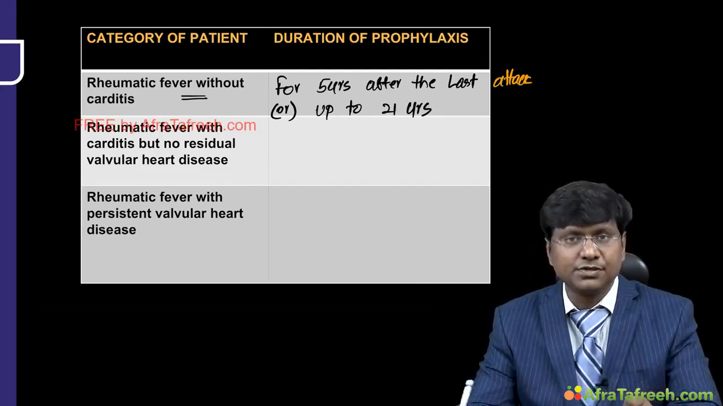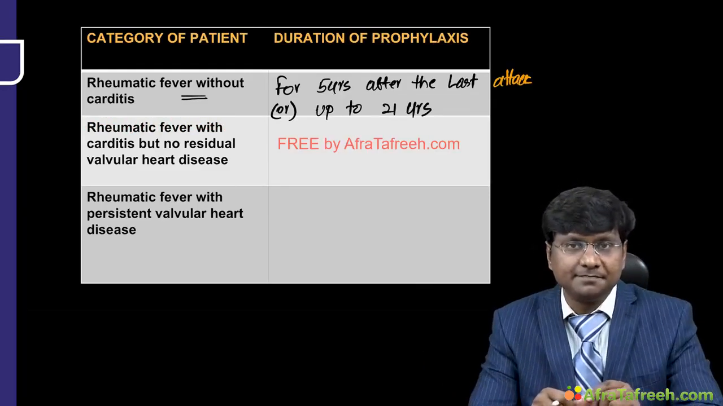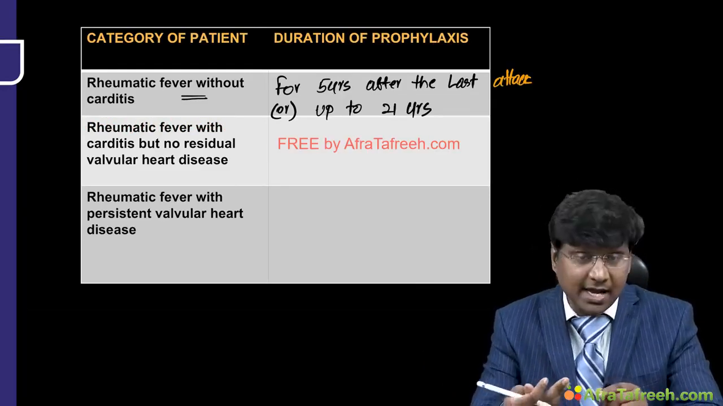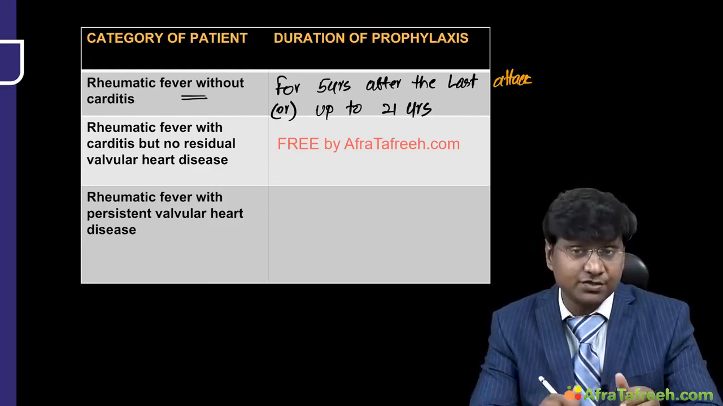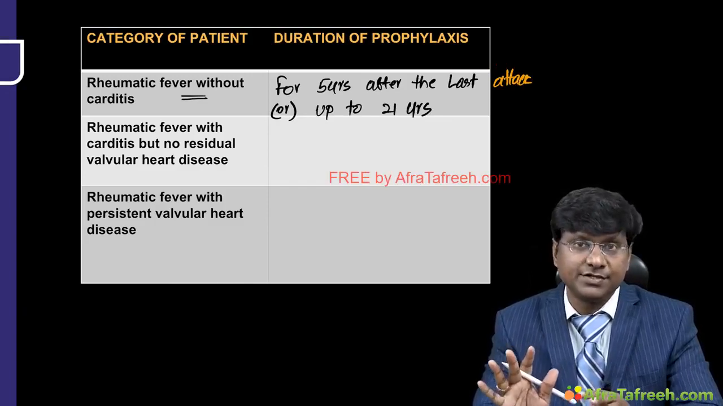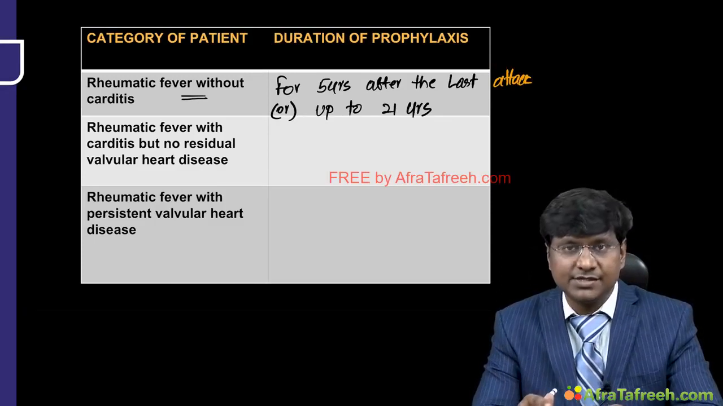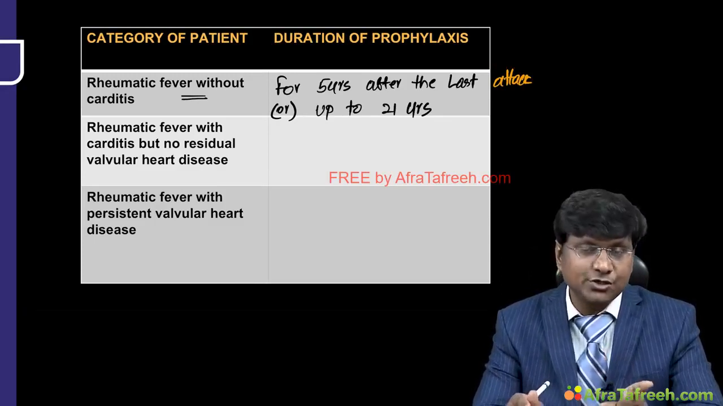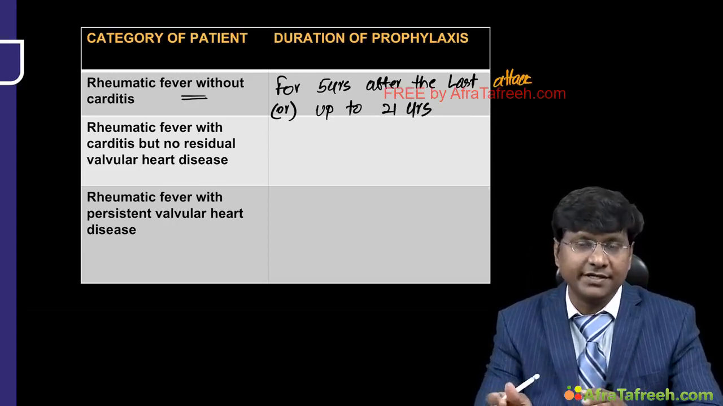Okay, just as an example, let us assume rheumatic fever without carditis. If the individual has developed rheumatic fever at the age of 19 years, then after 19 years you have to give the prophylaxis for 5 years, right? If the individual has developed rheumatic fever at the age of 13 years, then you have to give it up to 21 years, okay?